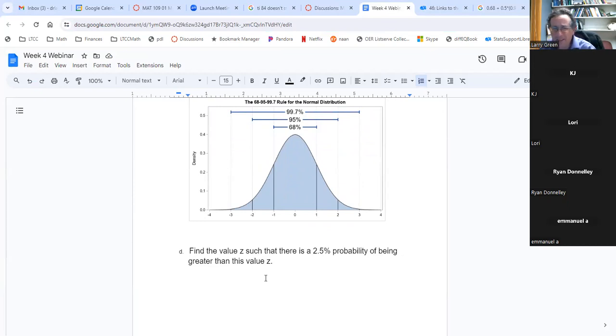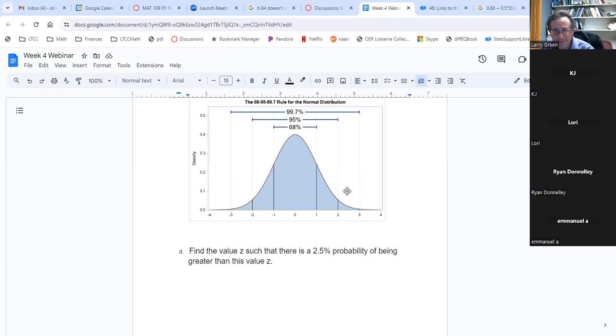So the first thing that I think helps a lot, if there's a 2.5% probability of being greater than the value, is this value far left or far right? I like to think of it: if 2.5% of the people are taller than you, are you tall or short? And you're tall, so it'll be on the right. Okay, so it's going to be somewhere over here. So it's going to be a positive number. Is that clear? So it's going to be somewhere far right.